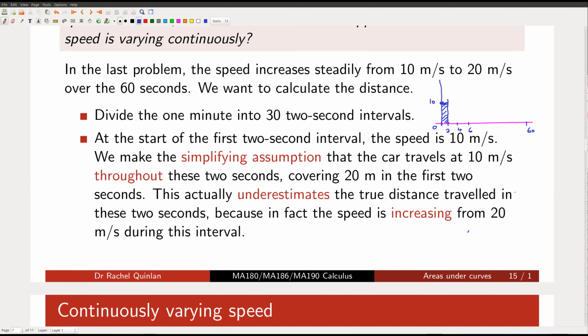At the start of the second 2-second interval, we've completed the first 1/30th of our total acceleration. The total acceleration is 10 meters per second, from 10 to 20 meters per second. So in the first 2 seconds, 1/30th of that acceleration is completed. So the speed at which the car is traveling at the start of the second 2-second interval is 10 plus 1/30th of 10. We've completed 1/30th of our acceleration, so it's 10 and 1/3 meters per second. If we were to assume, which again underestimates the truth, that the speed stays constant at that value, 10 and 1/3 meters per second, for 2 seconds, then the distance traveled in the second 2-second interval would be 20 and 2/3 meters. Then the speed at the start of the third 2-second interval is 10 and 2/3, and so on.